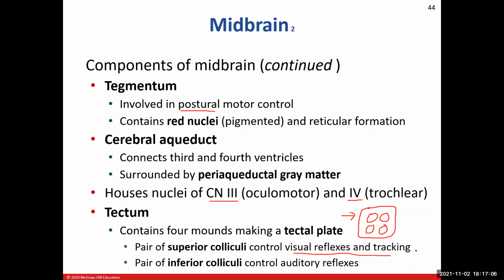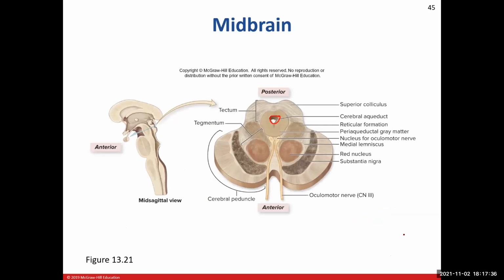The bottom two are called the inferior colliculi, and they have to do with auditory reflexes. So if you're quietly studying in the library and I'm standing about 10 feet away from you, behind you, and I call your name, hey buddy, and you turn to see where that noise is coming from, you are now utilizing the inferior colliculi to help with those auditory reflexes, where you heard something and you turned in the direction of where that sound was coming from.